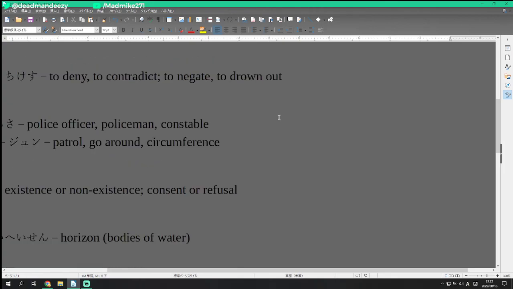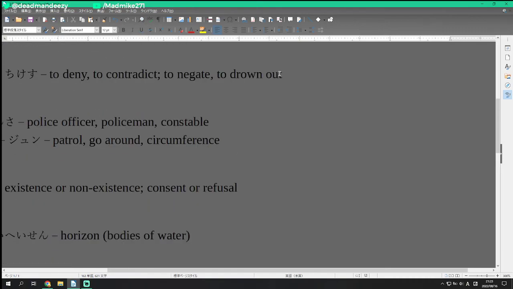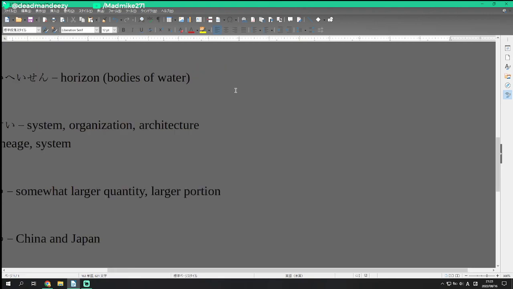To deny, to contradict, to negate, or drown out is uchi kesu. To hit each other and delete each other. Uchi kesu is to negate or deny. A police officer is a junsa, or someone who goes around, jun, and investigates, sa. A junsa is a constable or a policeman. Existence or non-existence is u on the left side, meaning have, or to exist, and mu on the right, meaning non-existence or nothingness, umu.